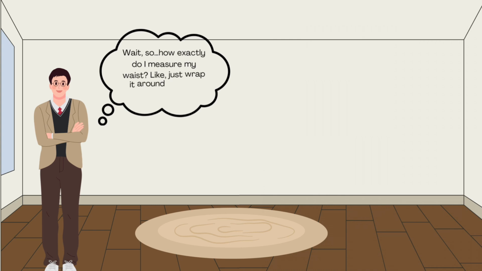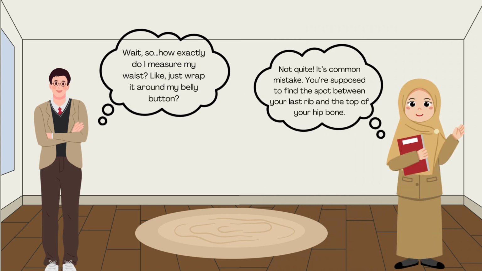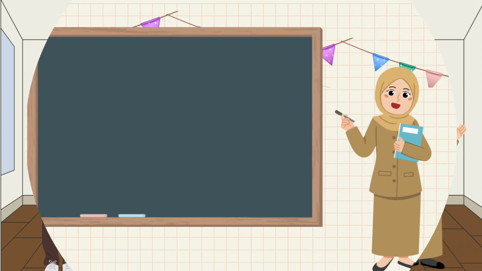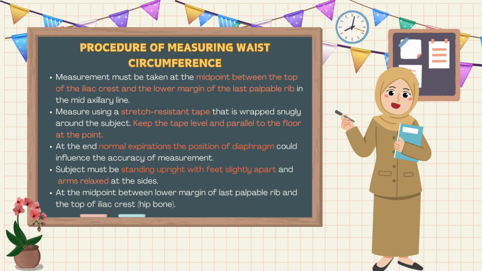Wait, so, how exactly do I measure my waist? Like, just wrap it around my belly button? Not quite. It's a common mistake. You're supposed to find the spot between your last rib and the top of your hip bone. This is the procedure of measuring waist circumference.